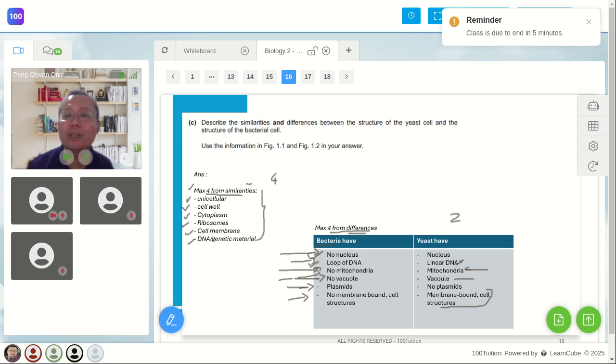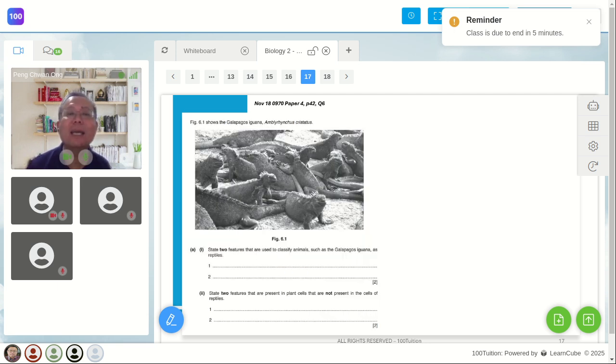Let's look at the final question before we end the class. So again, we see this iguana, the Galapagos iguana. This is the genus, and this is the species. First the question asks you, can you state 2 features that are used to classify animals as reptiles? What are the 2 features that we use in chapter 1 that we can identify this animal as a reptile? Can you give it a try?